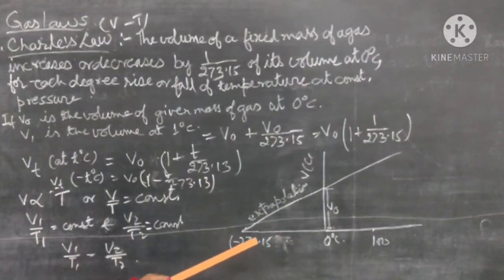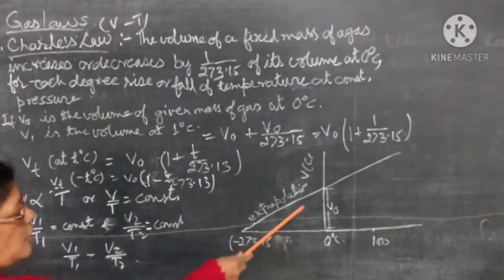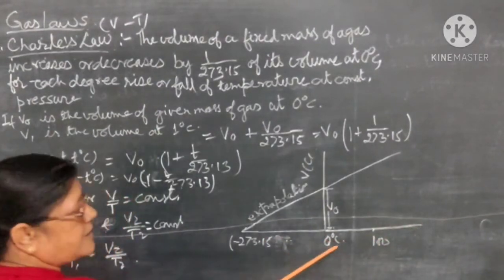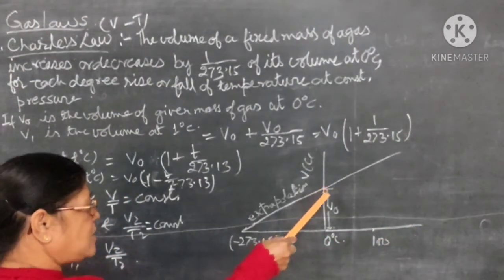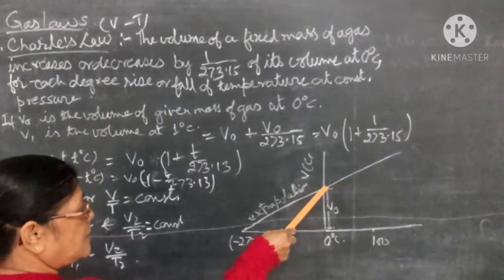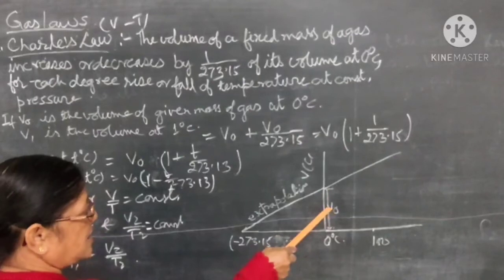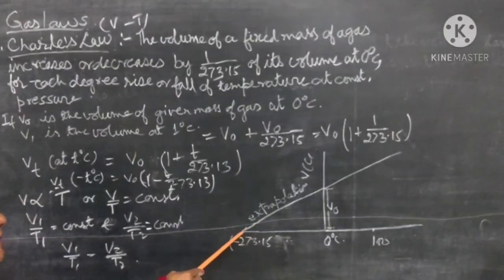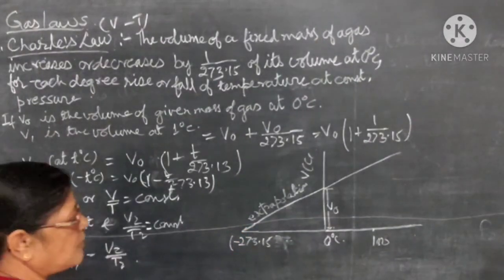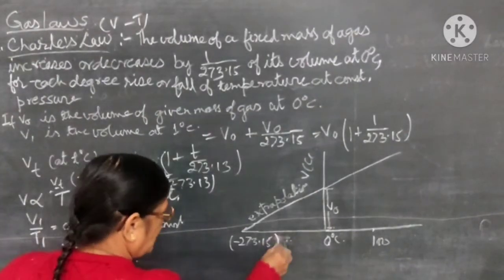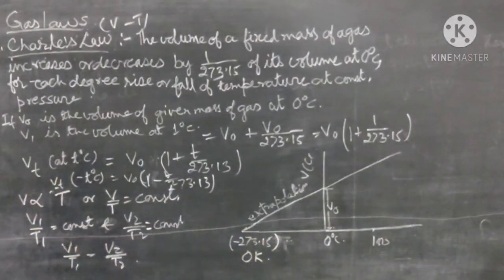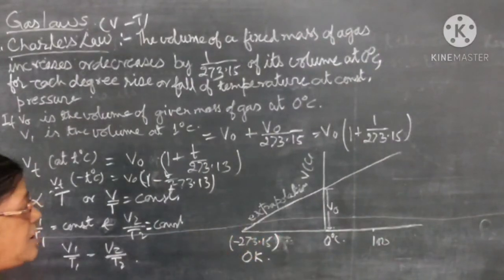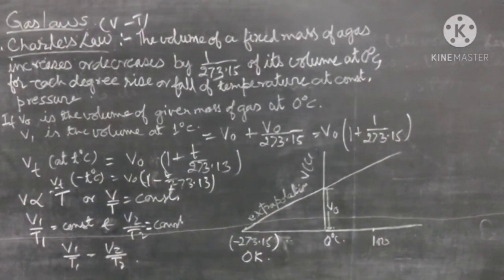You can see here in this graph, when we plot volume versus temperature, this is the x-axis, the temperature. The line starts from 0 degrees Celsius, represented by V0. When we extrapolate this line, it will touch the x-axis at minus 273.15 degrees Celsius, and that is also represented as 0 Kelvin. So we can explain this temperature, minus 273.15, on the basis of this graph. This is also called thermodynamic temperature.